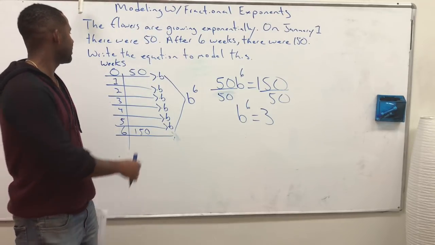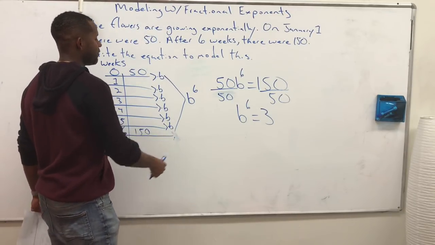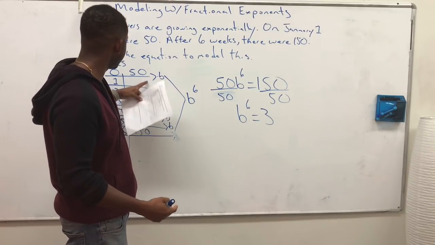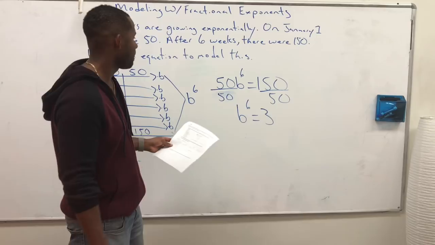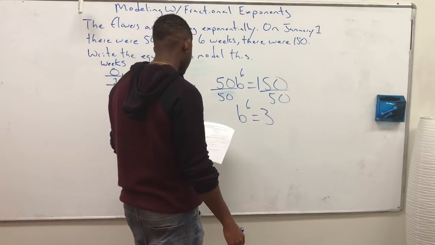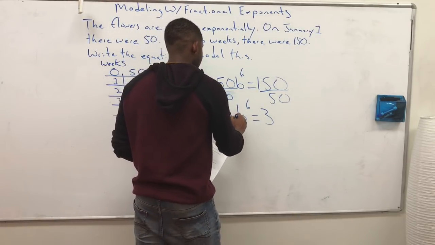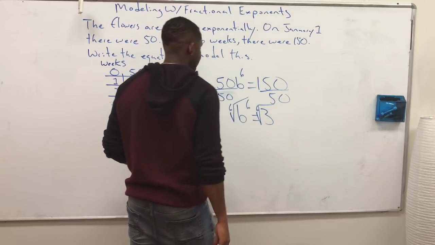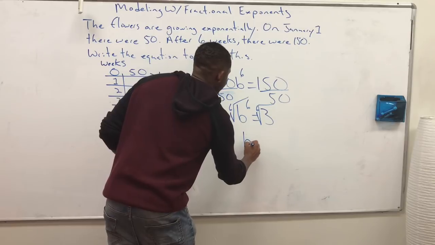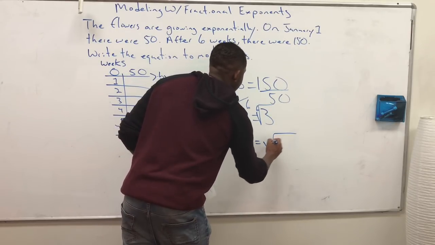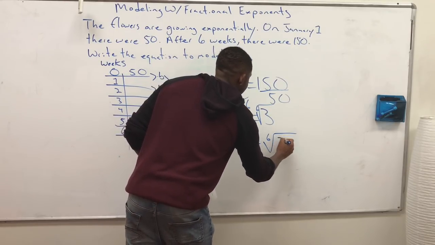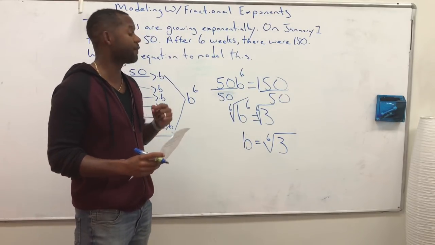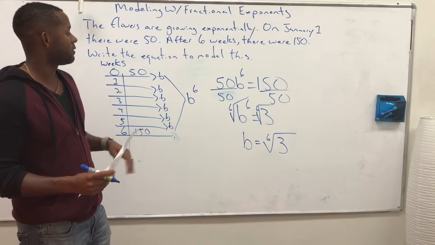So here's the key. 50 times 3 is 150. This whole thing is really moving like times a 3, but it's not in one spot. It's over these 6 spots. So to solve this for B, I take the 6th root of both sides, and I end up that B equals the 6th root of 3. So I just solved this.